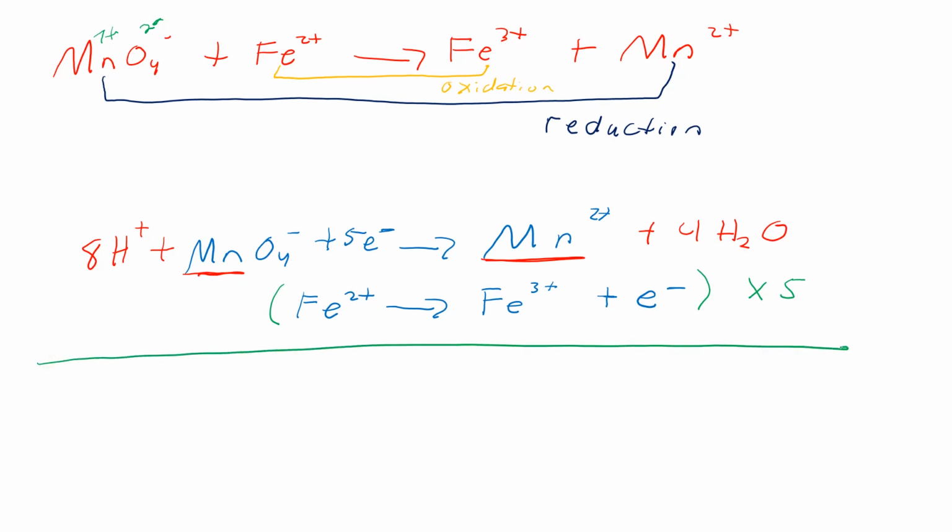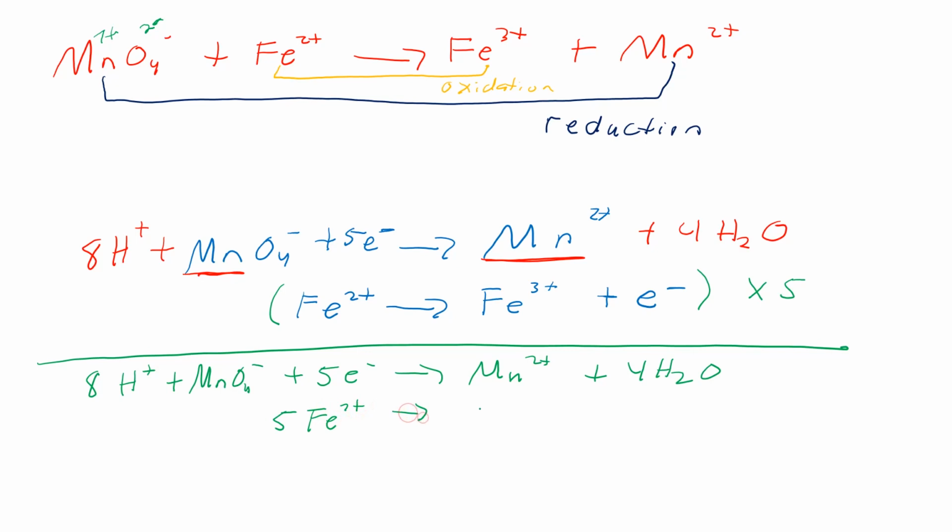When we do that, we can copy our first reaction down. So we have 8H plus MnO4 negative plus 5e negative yields Mn2 positive plus 4 waters. Our second reaction, we're going to multiply everything times 5. So we're going to get 5 iron 2 plus yields 5 iron 3 plus 5e negative.